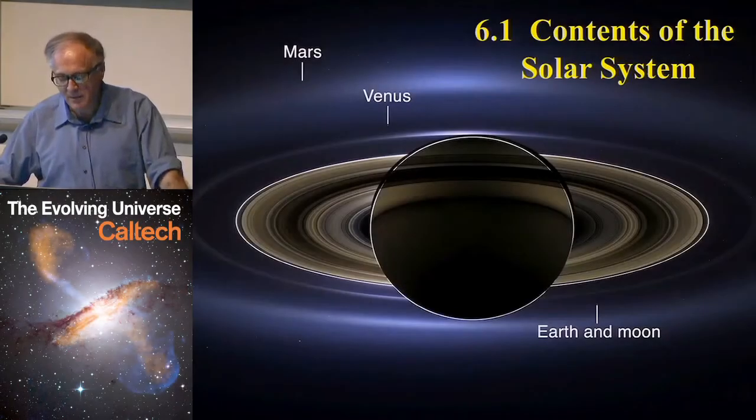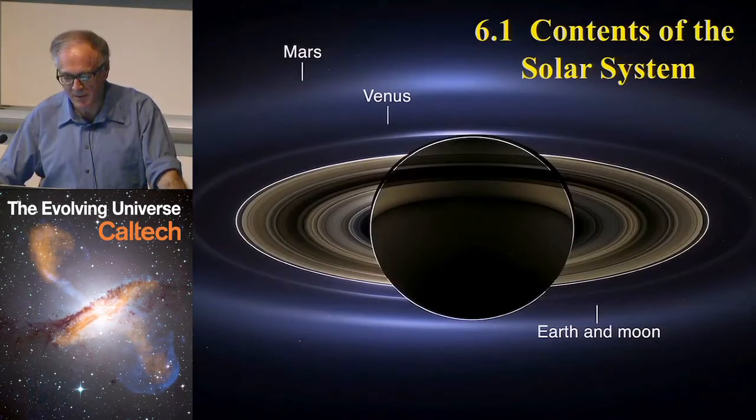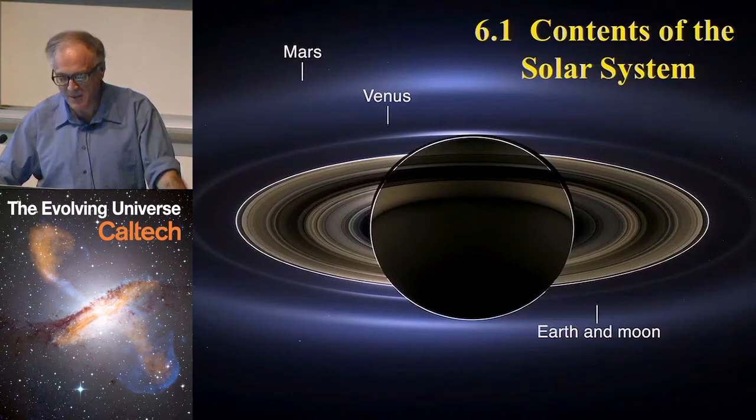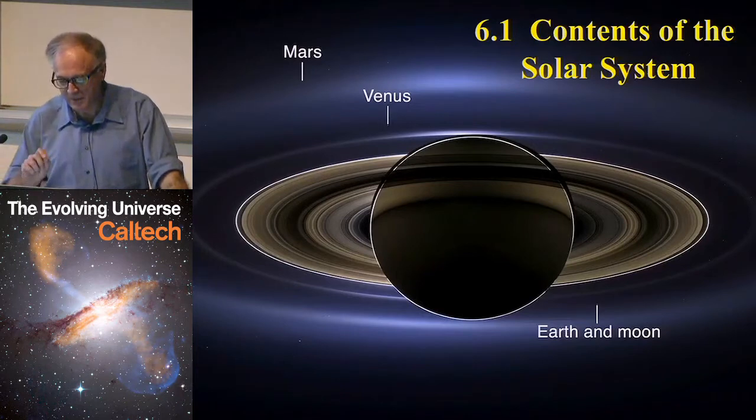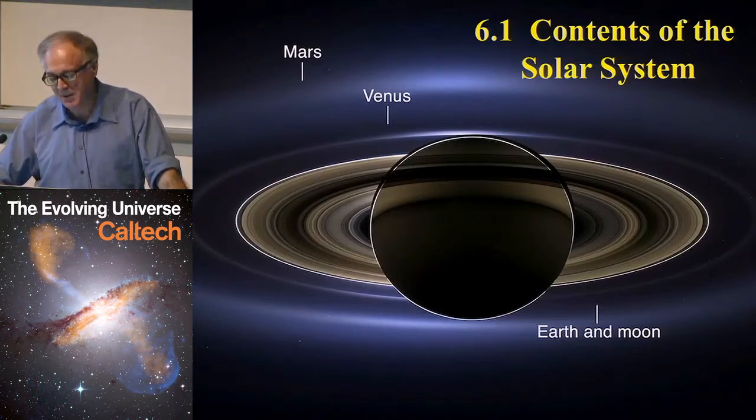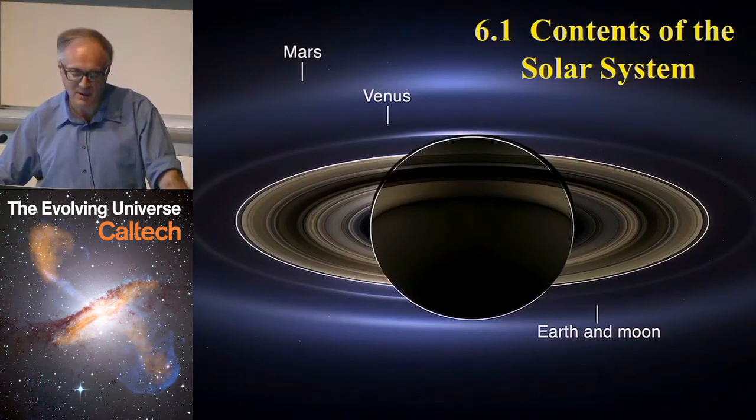Well, first, let's go over the contents of our solar system. And this is a recently famous picture from the Cassini spacecraft looking from the back side of Saturn. You can't see on the slide, but there are little dots there labeled, and those are Earth and Moon as one dot, Mars and Venus as the other. So this is looking from the outer solar system in.